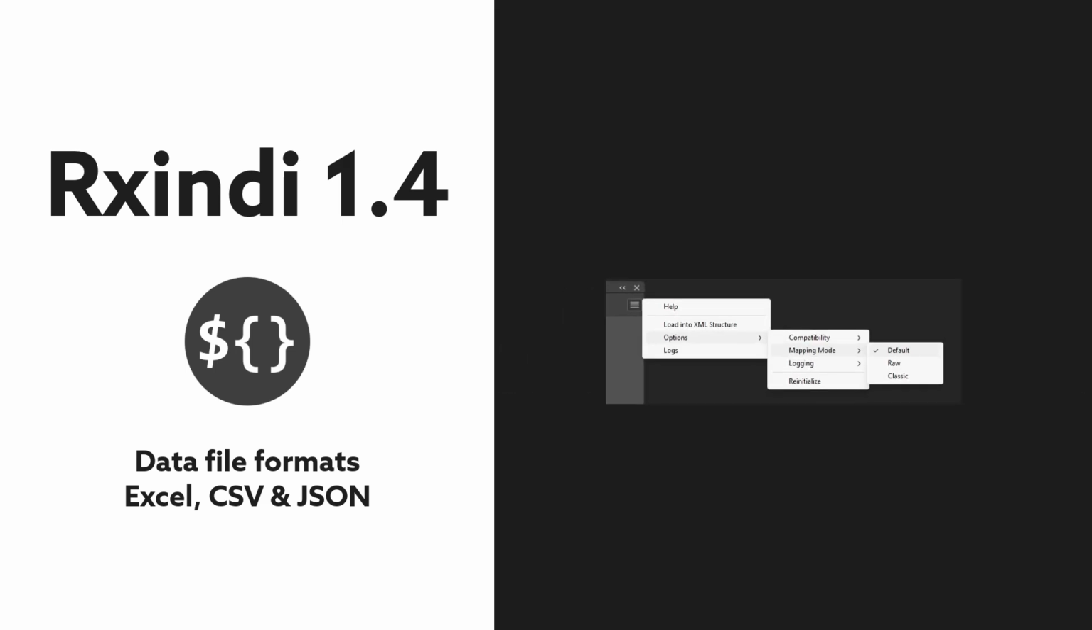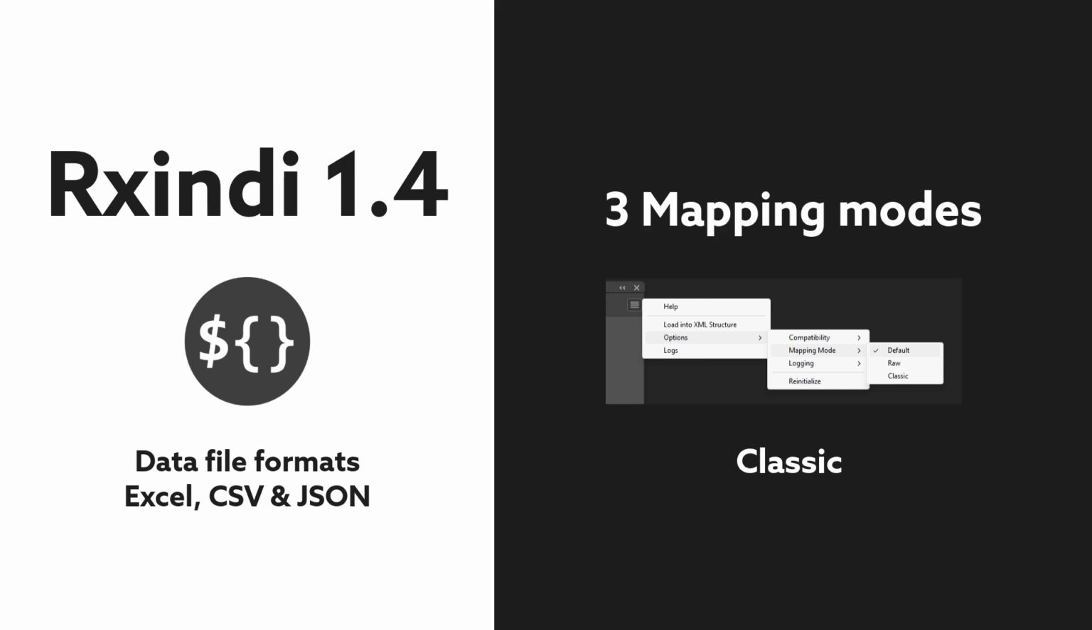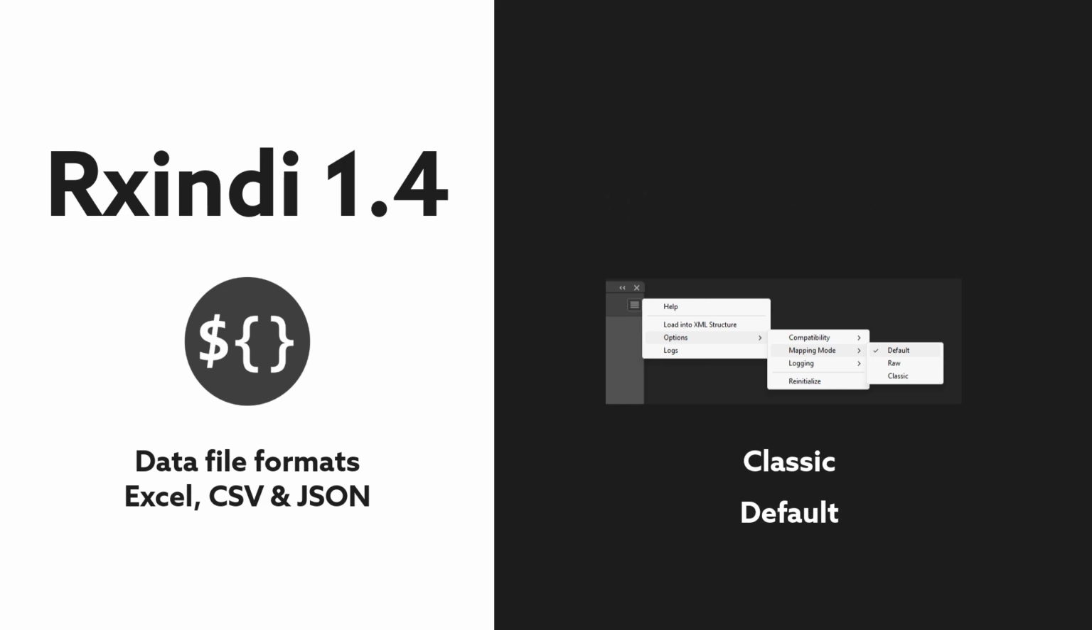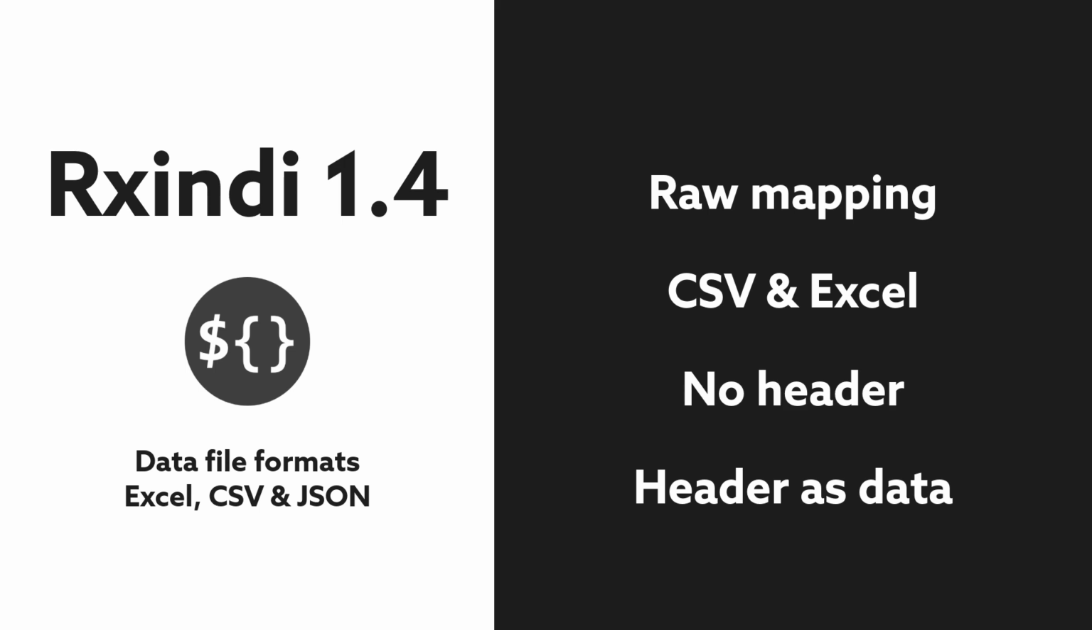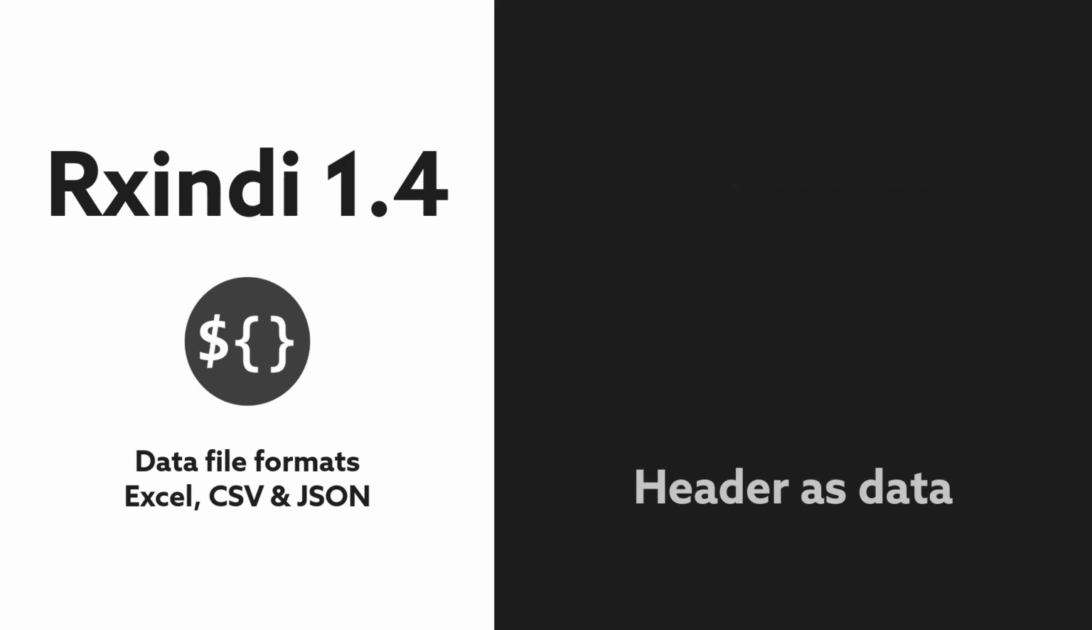Using a new option, you can now actually select between a total of 3 different mapping modes. This includes the mapping mode from previous versions, the new default mapping, and a raw mapping mode. Raw mapping allows you to use CSV and Excel files that do not have a header, or enables you to treat the header as normal data.